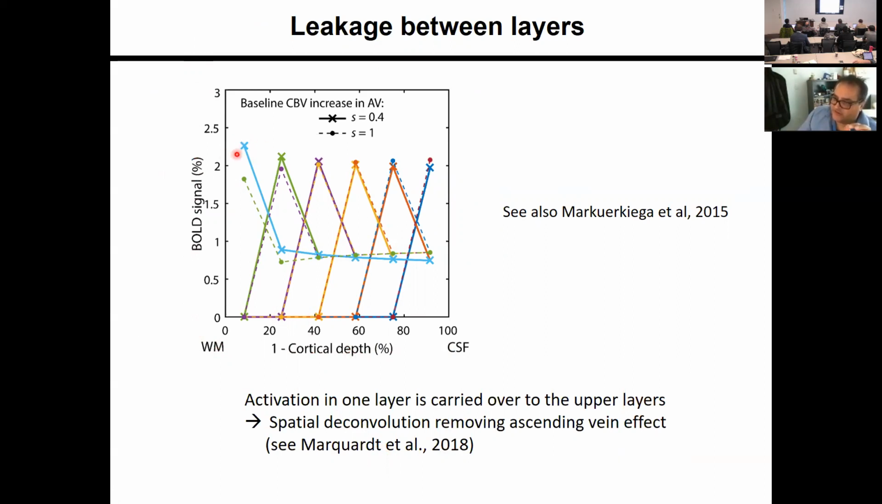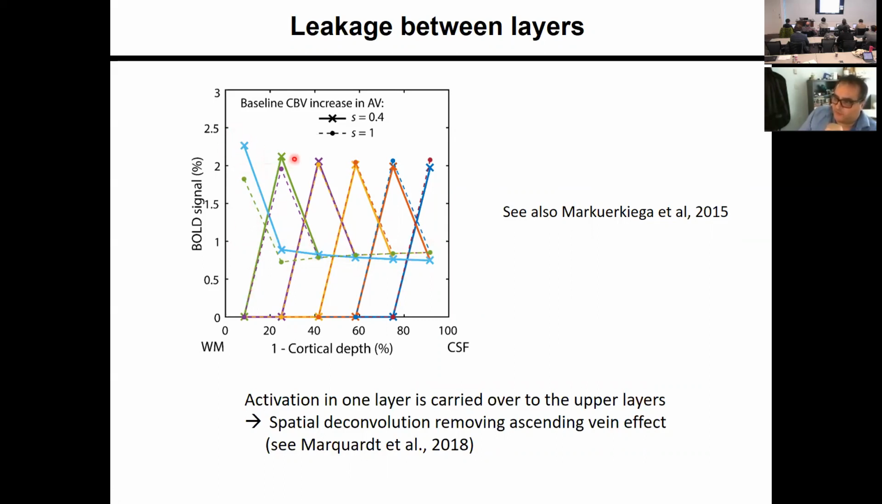So we get BOLD signal in layer 6, but this BOLD signal propagates to layer 5, layer 4, layer 3, and layer 2 and 1. So we have some crosstalk to the other layers. And it's approximately, in this example, approximately 30%, which means these are wrong activations. This is a true activation.